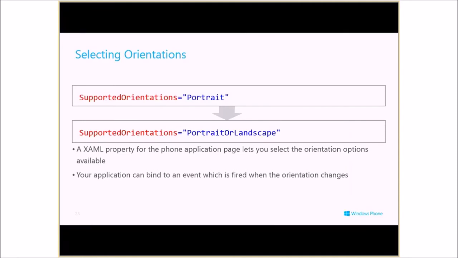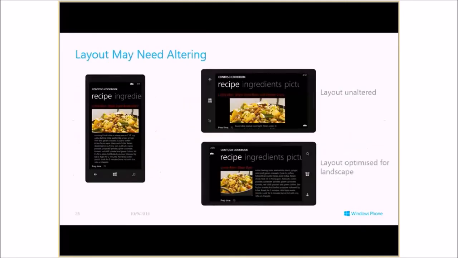Your application can bind an event which is fired when the orientation changes, which means that, for example, if you're playing a game and the orientation changes, you can pause the game. There's an event that you can handle, which is fired when the orientation changes, and you can bind your application to that event, and then execute whatever code you want based on that change in orientation. So that's just for you guys to know.